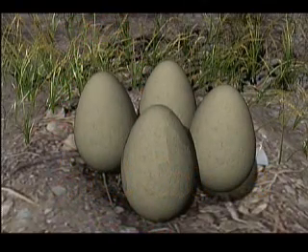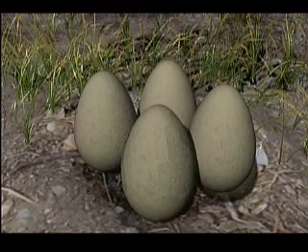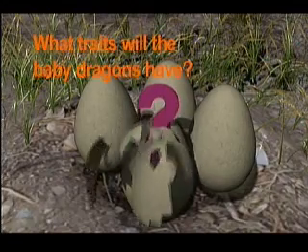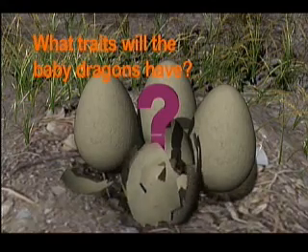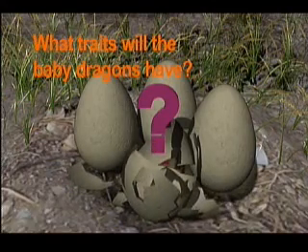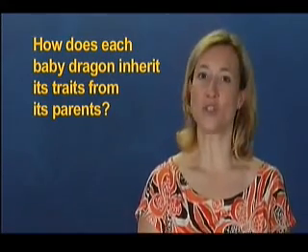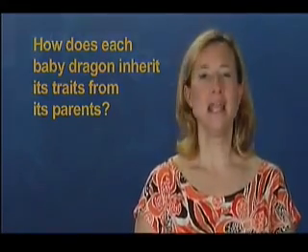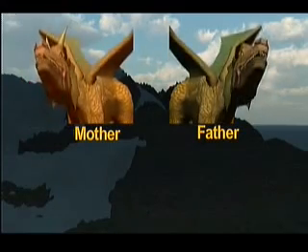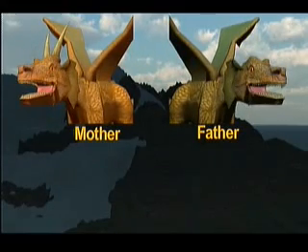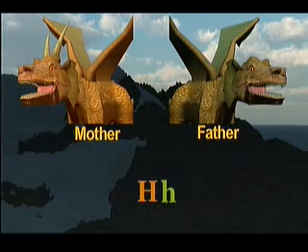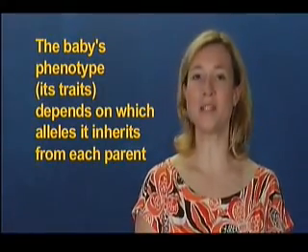Now that we know how genes control the traits in one dragon, what happens if the dragon has kids? What traits do the baby dragons have? Remember, in the beginning of the lesson, we said genetics was about how traits are passed on from one generation to the next. How does each baby dragon inherit its traits from its parents? Each parent contributes 1/2 of the baby dragon's genes. For each trait, the baby dragon gets 1 allele from its mother and 1 allele from its father. The baby's phenotype depends on what specific alleles it gets from each parent.